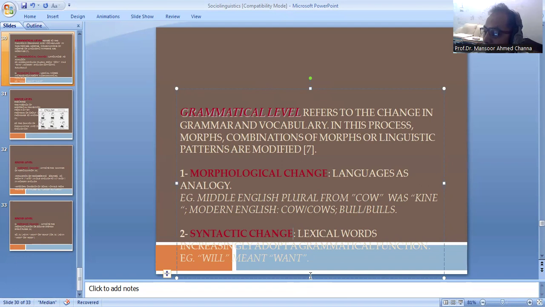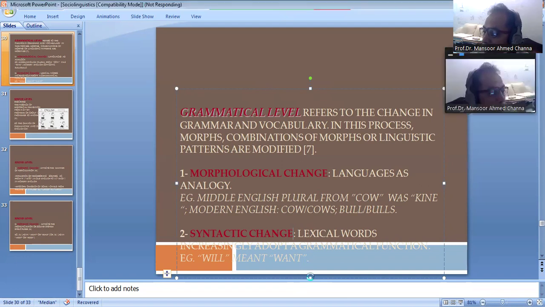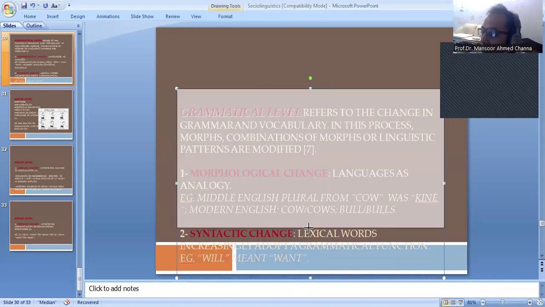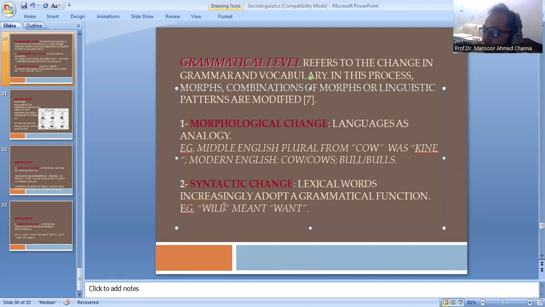Syntactic level: lexical words increasingly adopt a grammatical function. For example, will originally meant want.